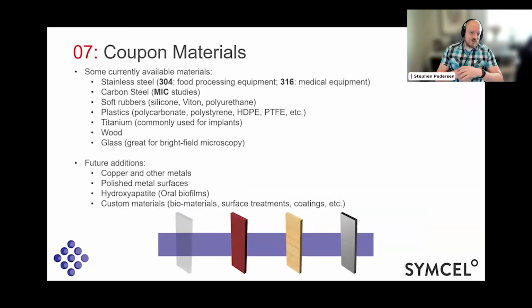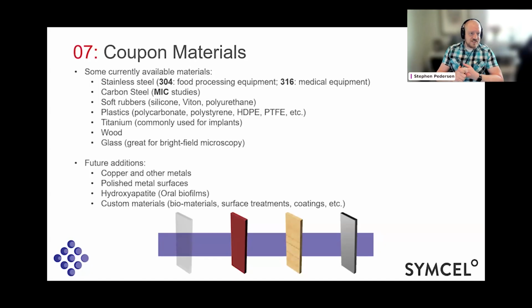Coupon materials is very important with this. This is one of the huge benefits to this device. It allows you to grow the biofilm on just about any surface that you want to. Currently, we offer coupons in stainless steels, both 304 and 316. 304 is generally a food processing equipment material. You'll see brewery fermentation tanks will be a 304 stainless steel. 316 is generally medical equipment, things like that.